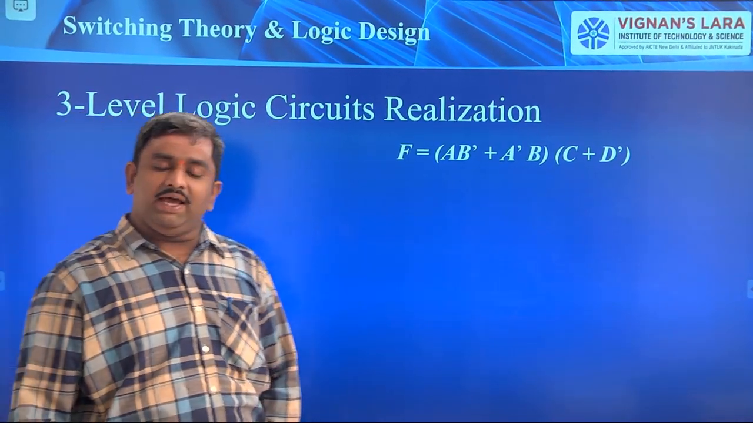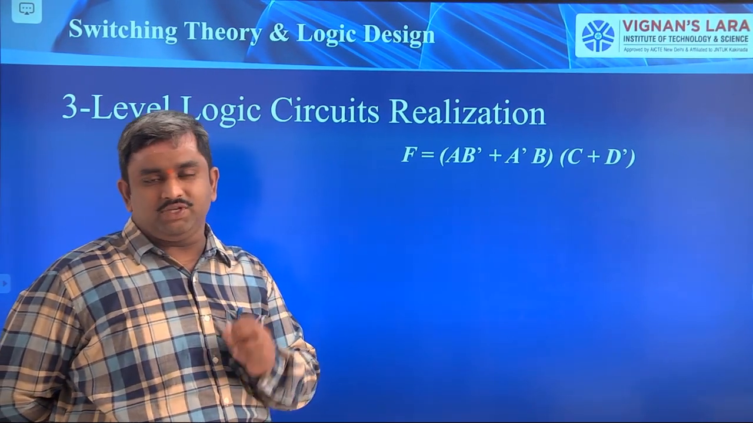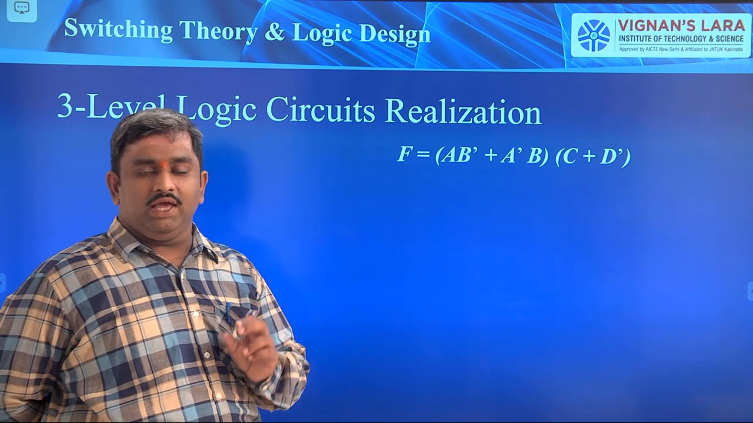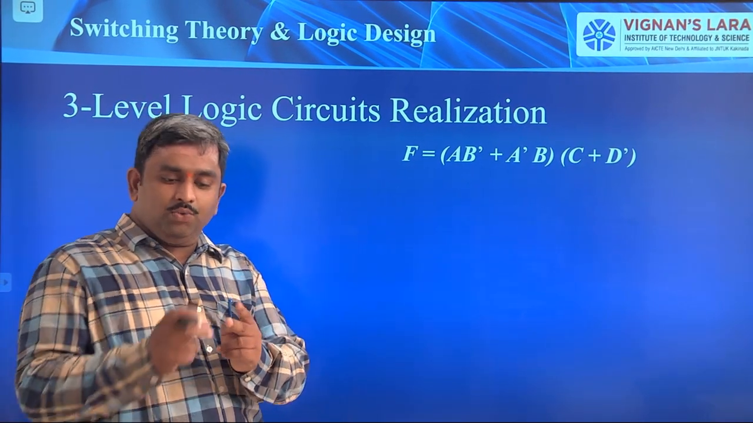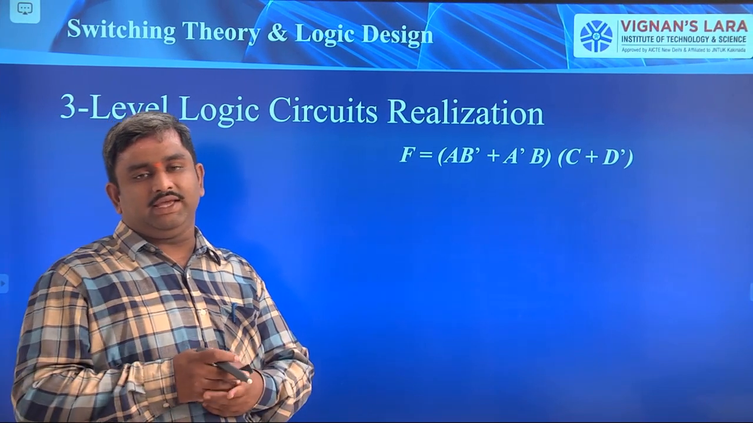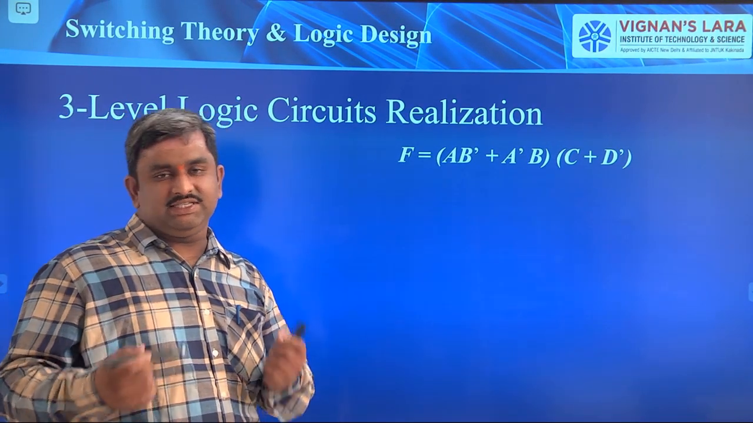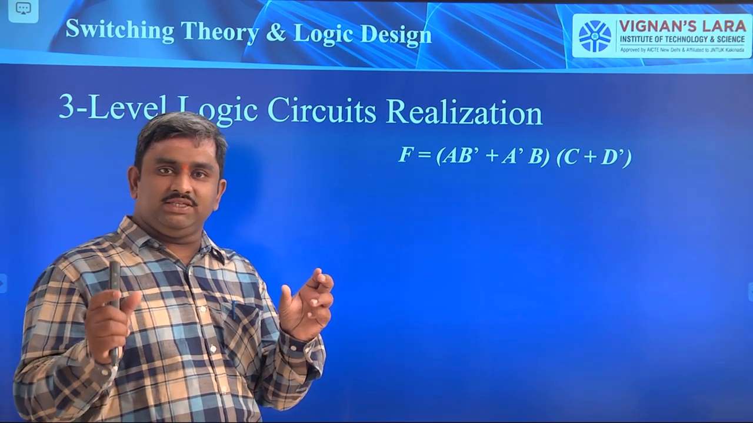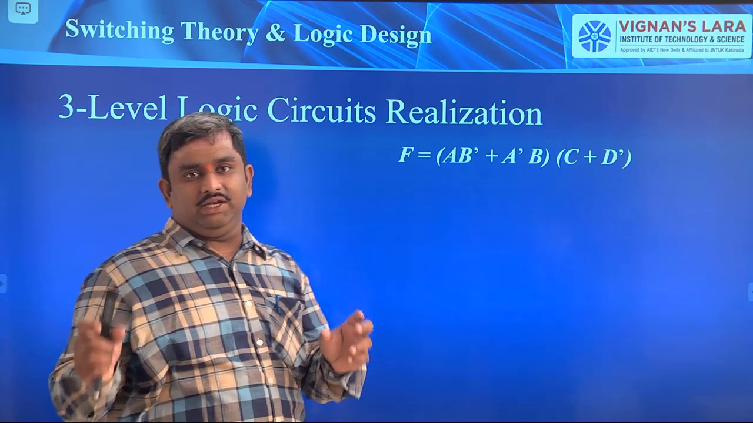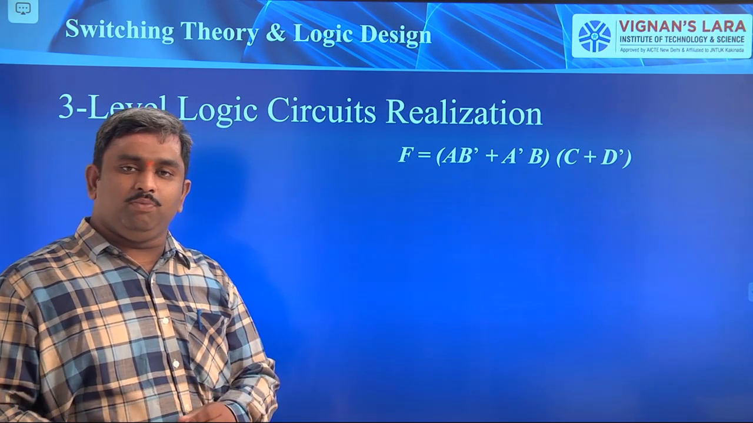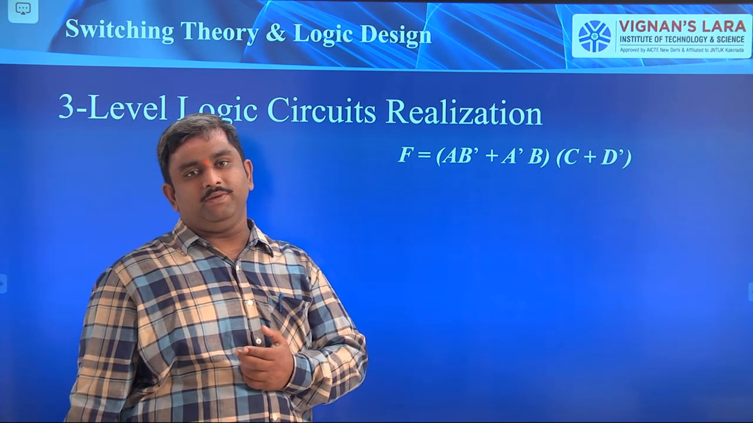In the previous class we have seen different types of sum of minterms and product of max terms. There we have only two levels. First the minterms, and after that we add those minterms. For example, F is equal to AB plus CD. AB is a minterm, CD is a minterm, and we are adding those two minterms. Generally, most Boolean expressions are realized as sum of minterms or product of max terms.